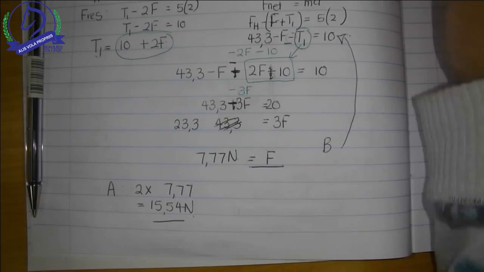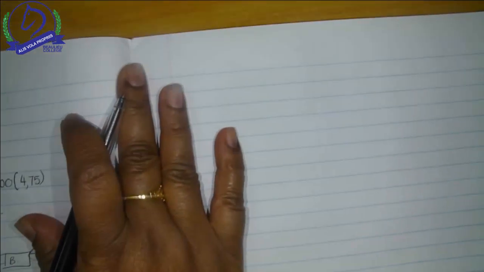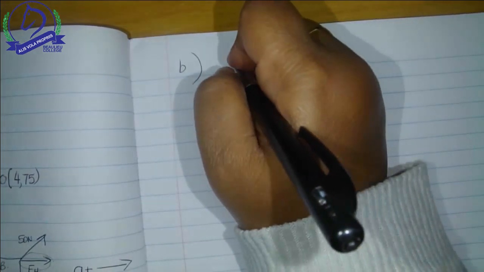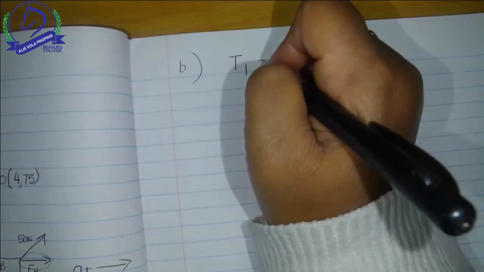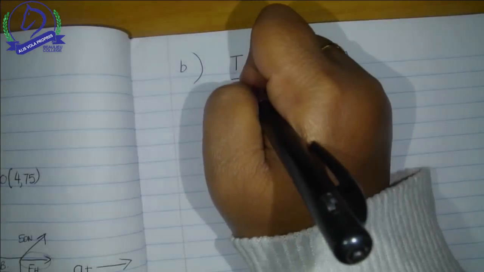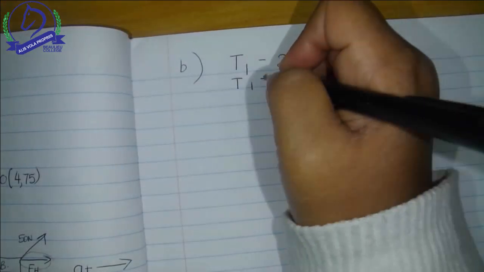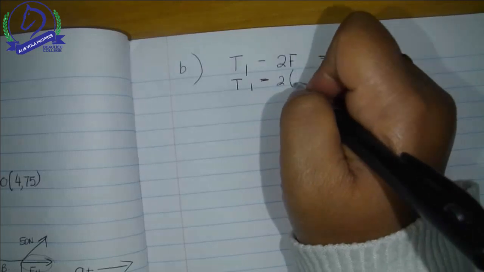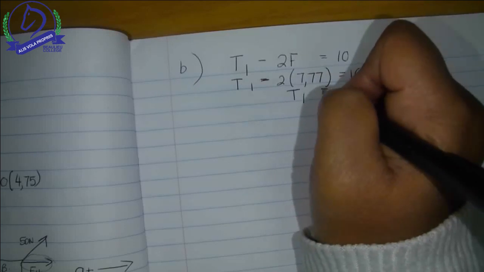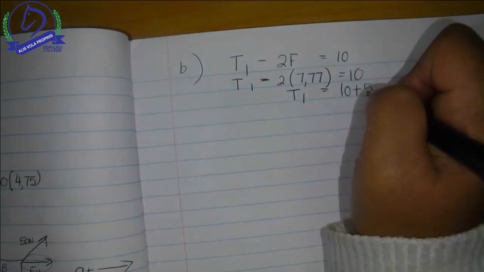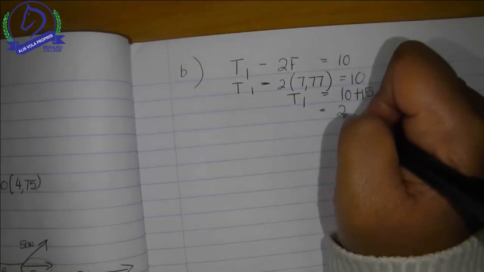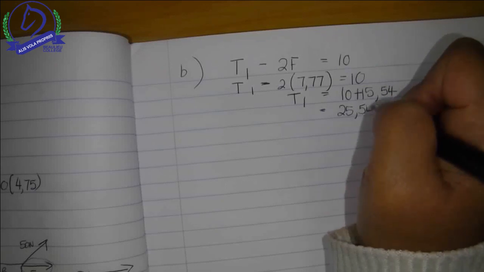So that was that. And then if I go to B, it asked me for the tension, so all I can do is substitute in either one. T1 minus 2F is equal to 10. T1 minus 2 times 7,77 is equal to 10, and T1 is equal to 10 plus 15,54, which is equal to 25,54 newtons.